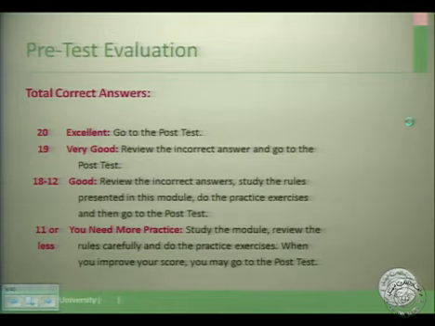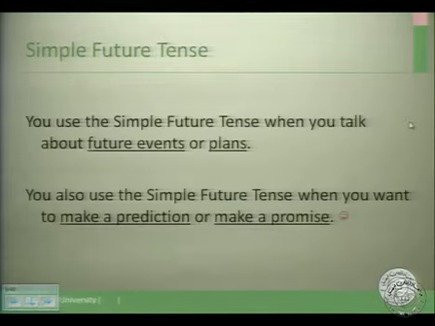So if you score less than 11, you need more practice. You need to listen very carefully to our practice or to our lecture today. So depending on your score from the pre-test, you are going to decide whether you need today's lesson or not. So let's start today's lesson. You use the simple future tense when you talk about future events or plans.